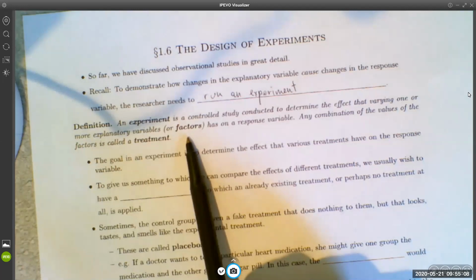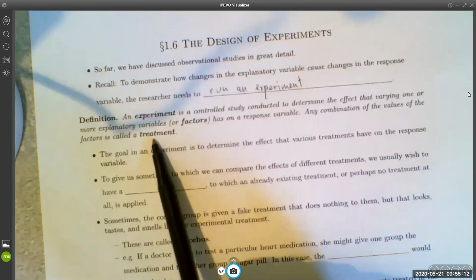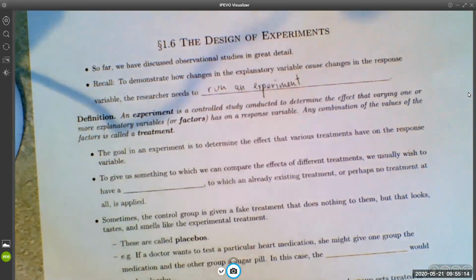Any combination of the values of the factors is called a treatment. This is all maybe a little bit confusing because it seems like we're using 4 different words to describe the same thing. Well, really, a factor is a synonym for an explanatory variable, okay? So those 2 terms mean the same thing. But a treatment is any combination of the values of a factor.